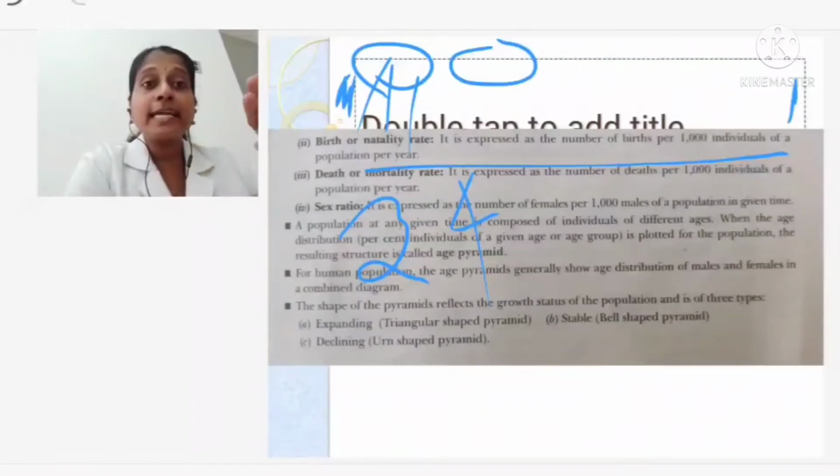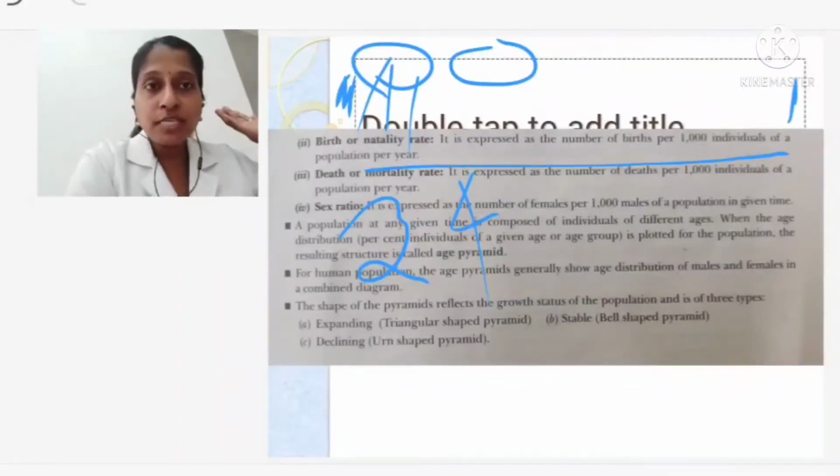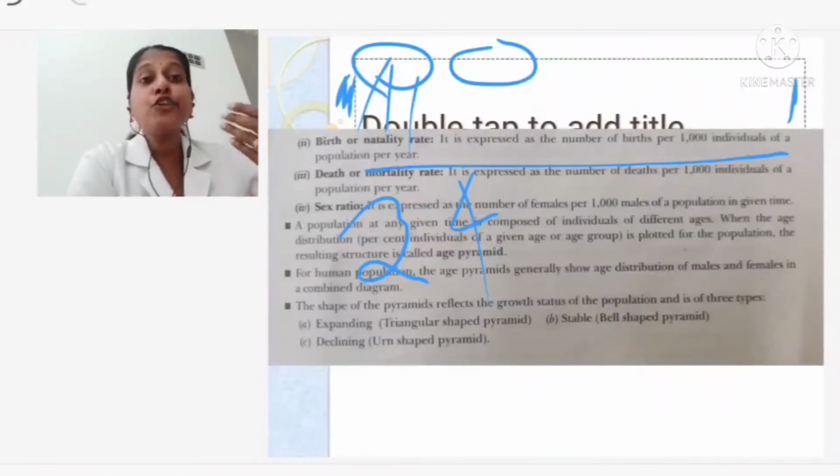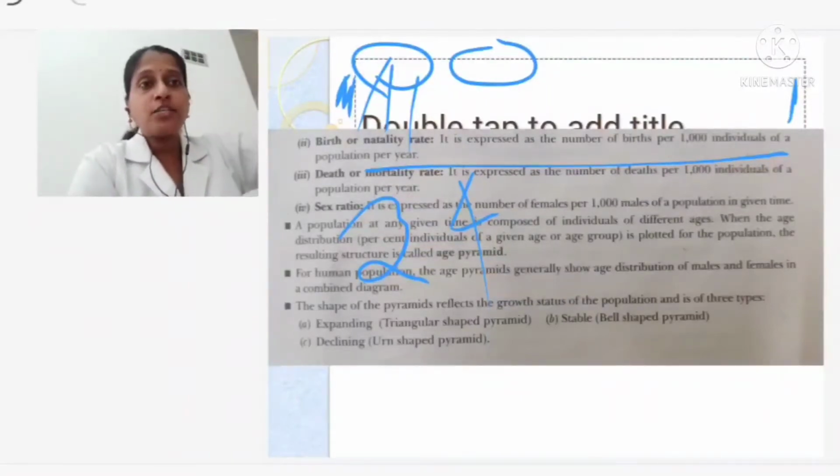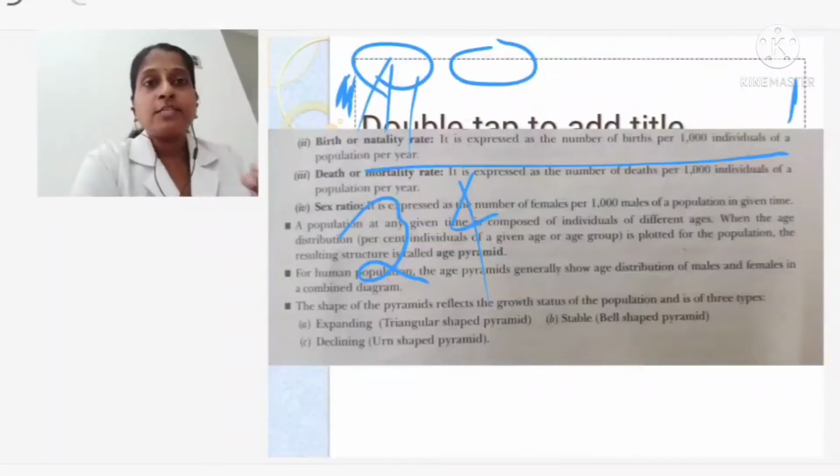I am counting till I reach 1000 individuals. In these 1000 individuals, if next year any individuals have a newborn, then that is called the birth rate. So the number of births per 1000 individuals in a year, that is your birth rate.